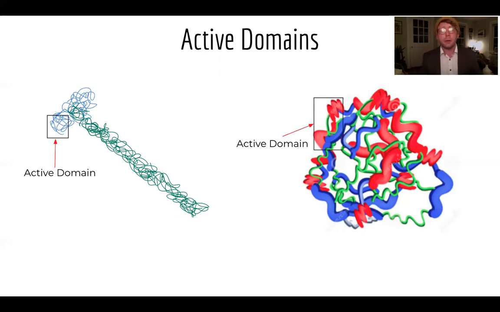Another thing you need to know about proteins: active domains. Each enzyme will have an active domain. So you can see on the little hammer protein over here, the active domain is where you make contact. On other enzymes, it will just be the area where the action happens.